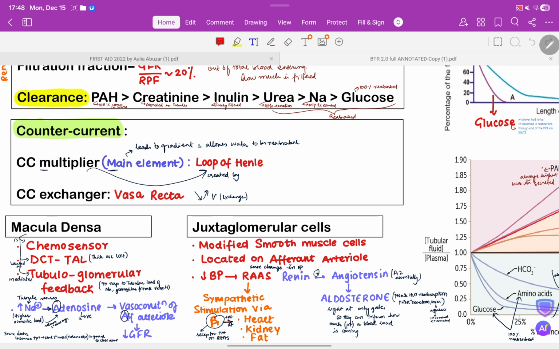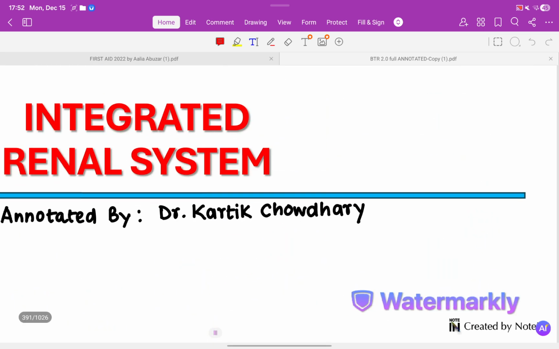Now macula densa. The macula densa is a chemosensor, and it is located at the DCT, the thick ascending limb of the loop of Henle. Most of the time we hear that the macula densa is in the DCT. Actually, the macula densa structurally marks the end of the thick ascending loop of Henle and the beginning of the DCT. So it is located at the transition area between the TAL and the DCT.